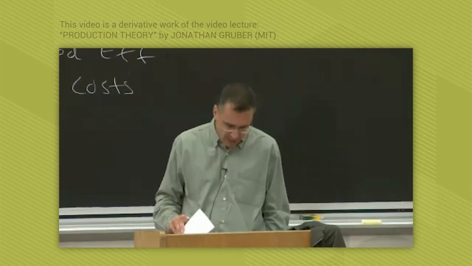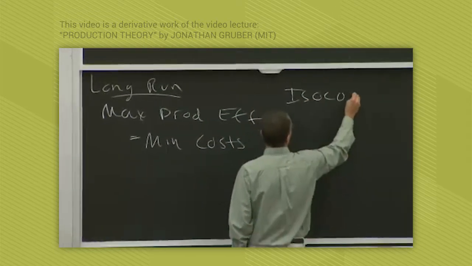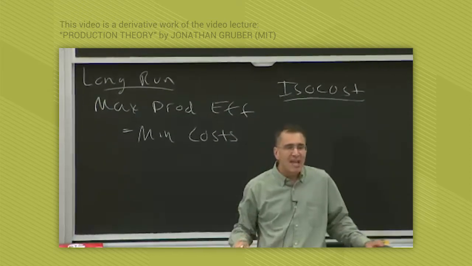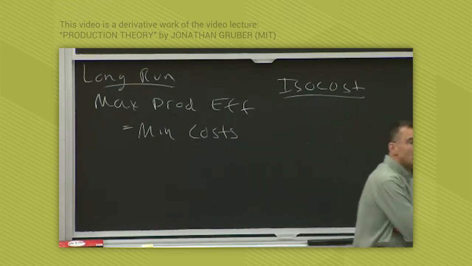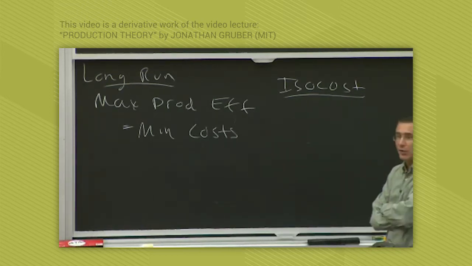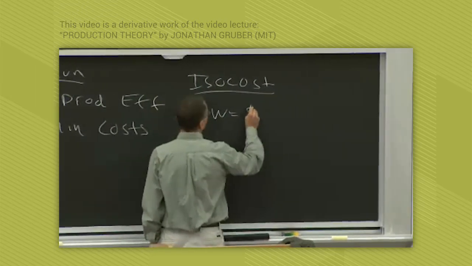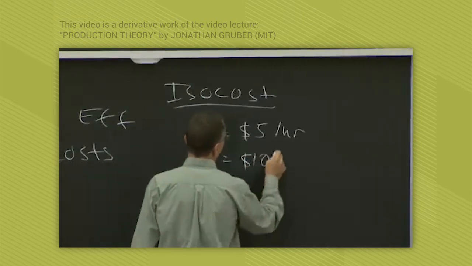Okay? So to do that, we're going to draw isocost lines, which are going to be just like our old budget constraints. Isocost lines represent the cost of different combinations of inputs, just like our old budget constraint represented the cost of different consumption goods. So if you look at figure 9.1, here we're going to have isocost curves, and we're going to assume here that the wage is $5 an hour, and the rental rate is $10 per unit of capital.